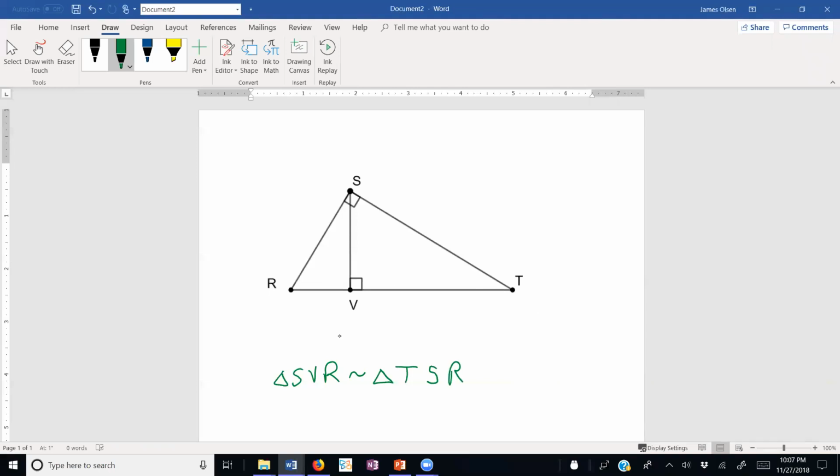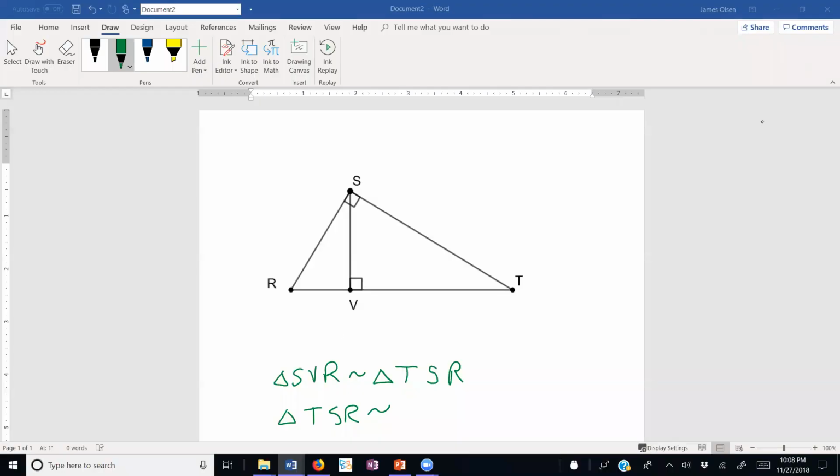Remember that these two triangles are similar because angle R is congruent to itself, and they have a right angle. Now, one of the things that might be interesting to do here would be to think about transformations. Let's think about transforming this left-hand triangle into the right-hand triangle. Before we do that, though, let's go ahead and write down the similarity statement.